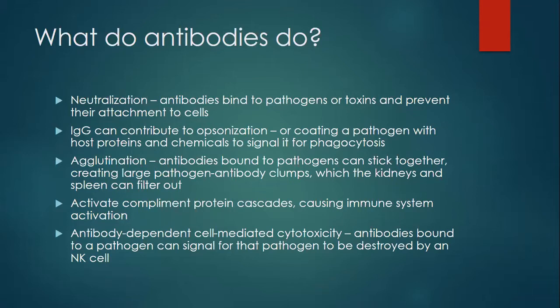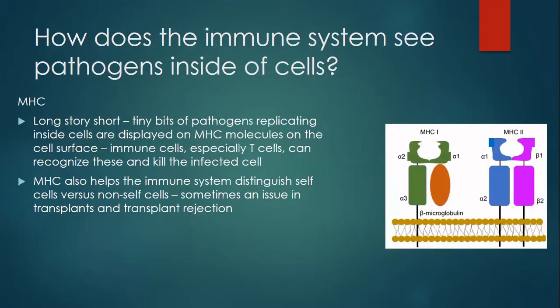Antibodies can help activate complement cascade. Remember complement from the innate immune section. They can also help with what's called antibody-dependent cell-mediated cytotoxicity. That's a mouthful, but it's this really important process where antibodies can bind onto a pathogen and help tell an NK cell what to destroy. Or a natural killer cell. Remember, those are part of your innate immunity.